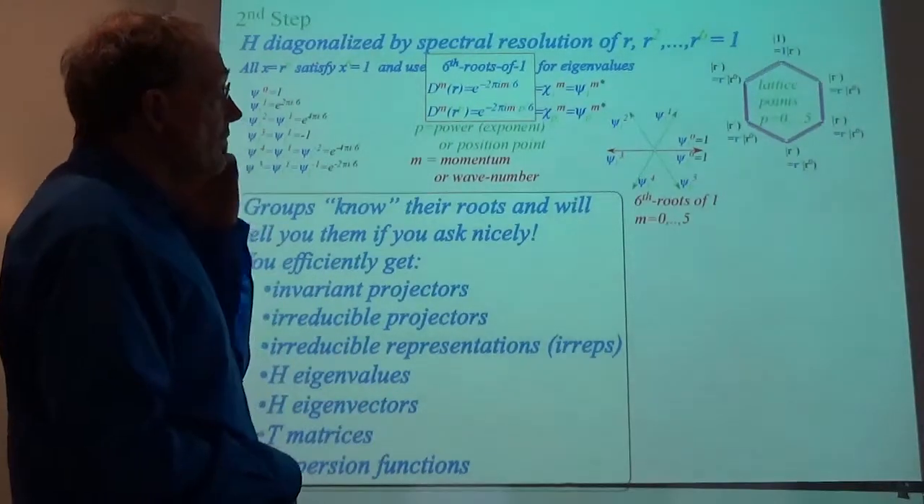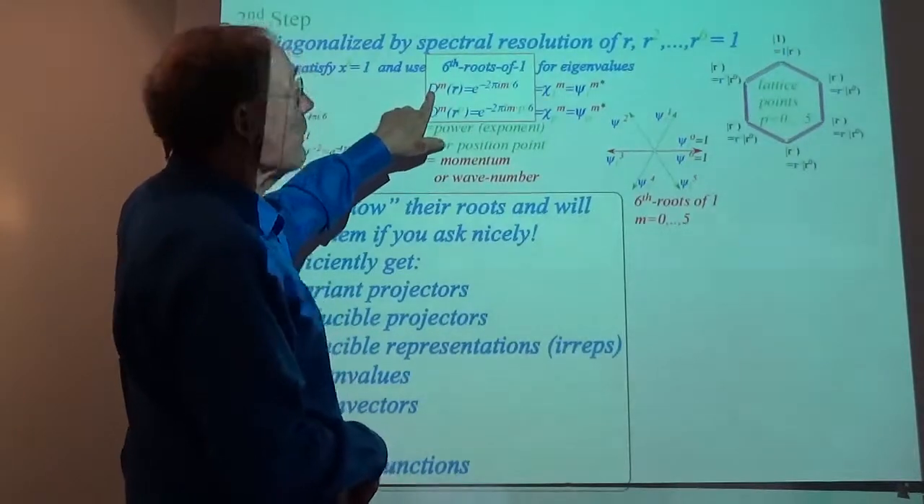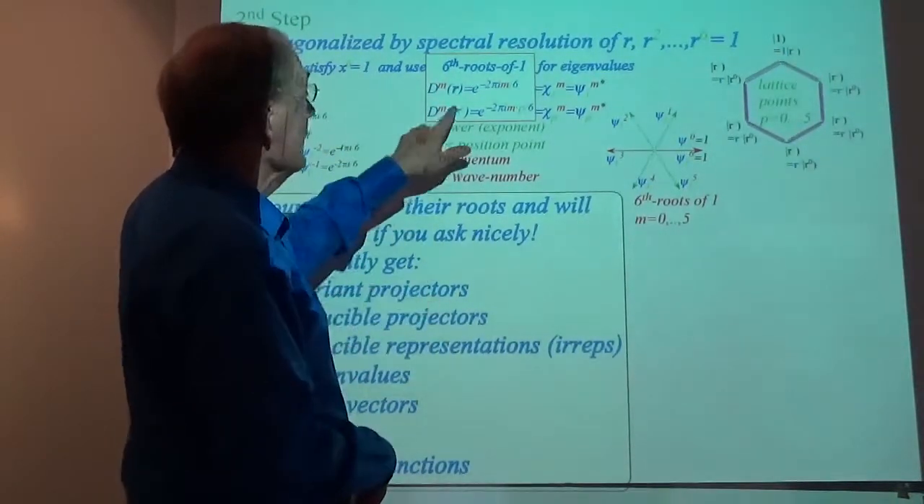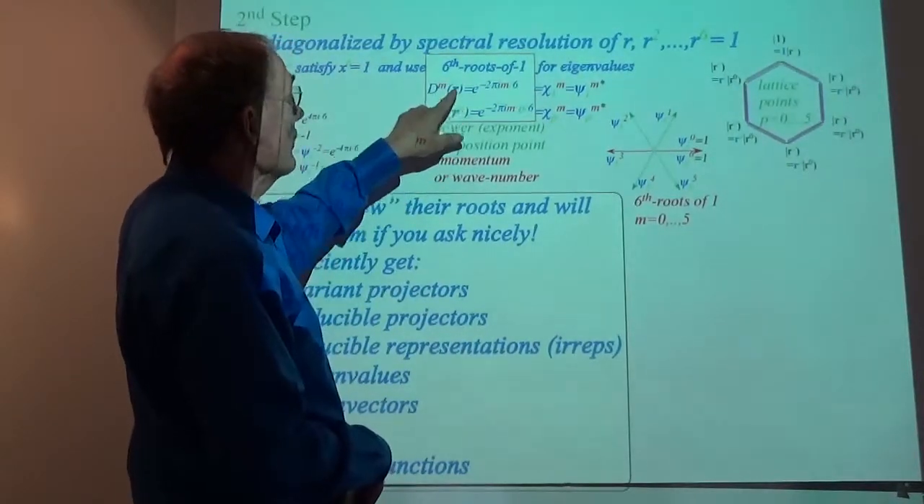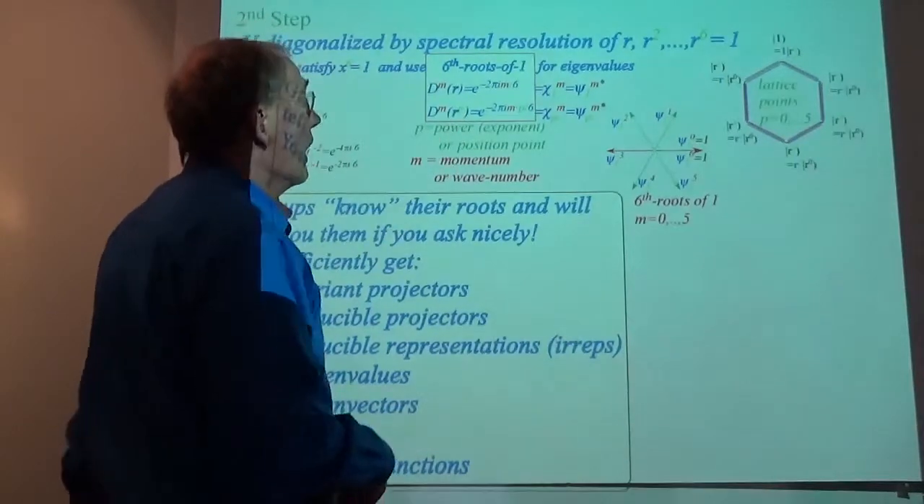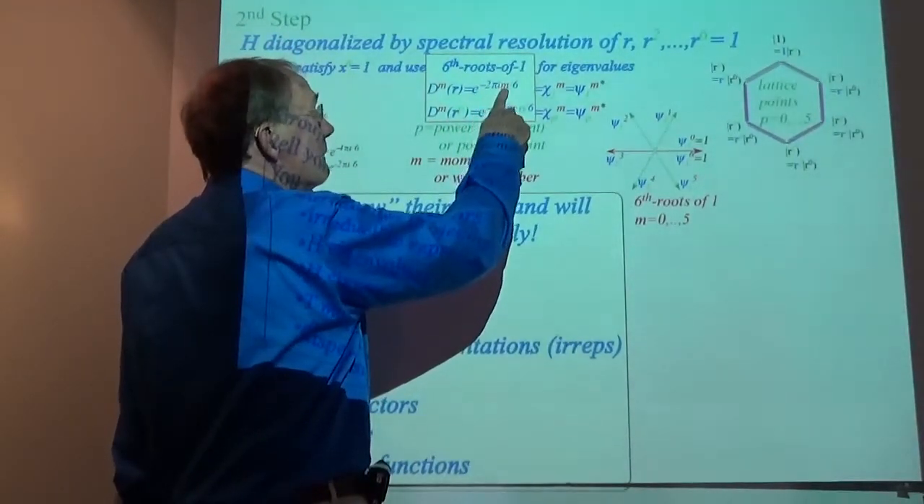And we're going to use a notation we set up last time that's very standard for representation of a group element, r to any power, starting with r to the 1st power, which will be given by e to the 2 pi i m over 6.